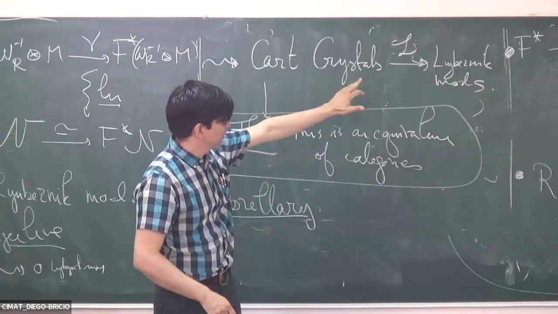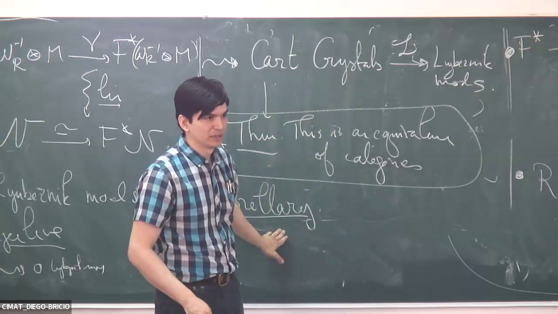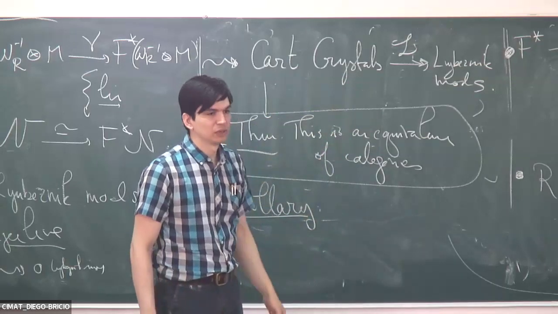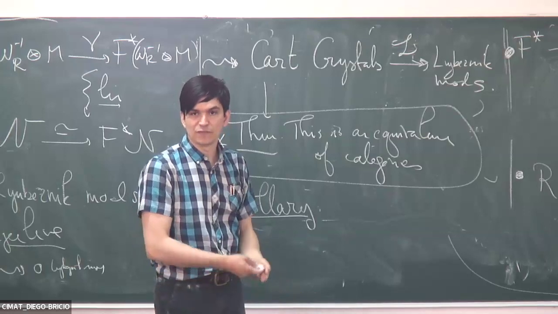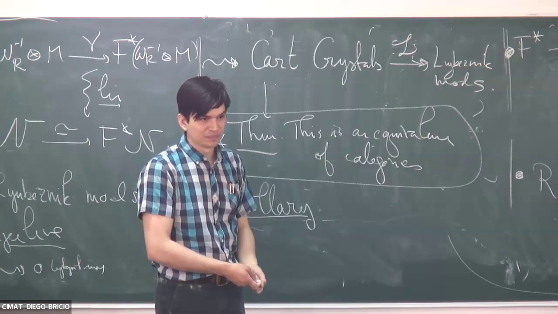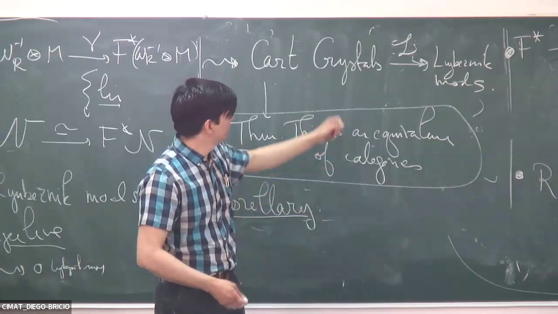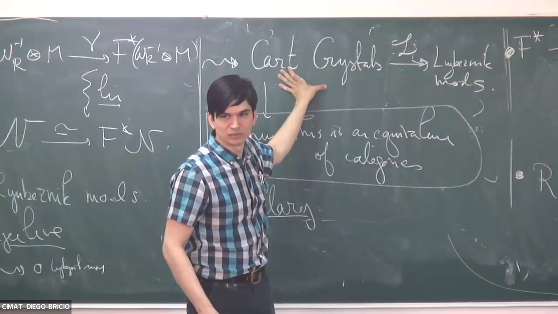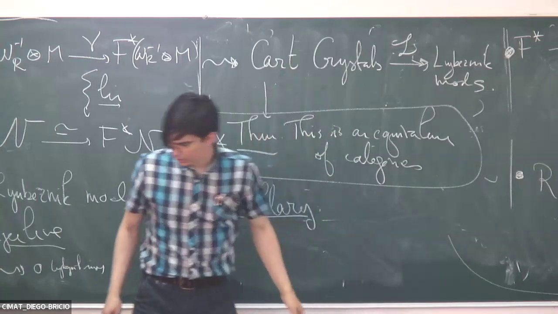Also, we only need the surjectivity for the following corollary, which is that the category of these modules has objects of finite length, because it's even smaller than this one, which is already very small.